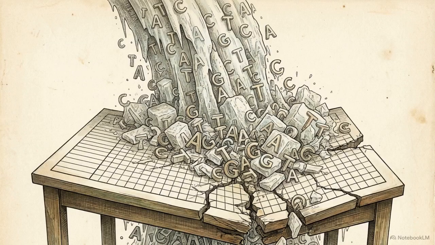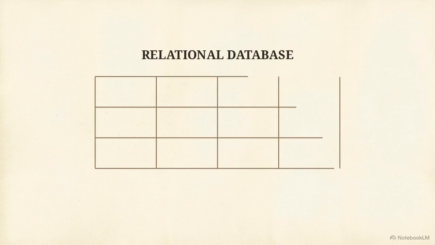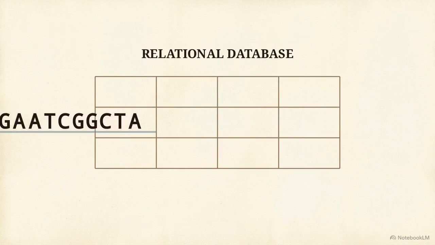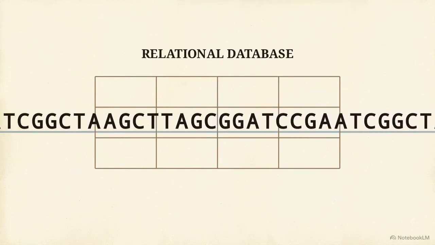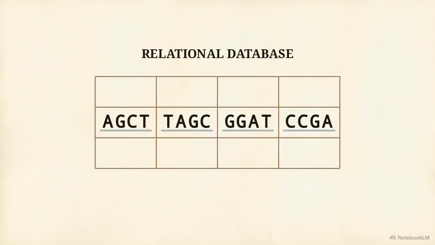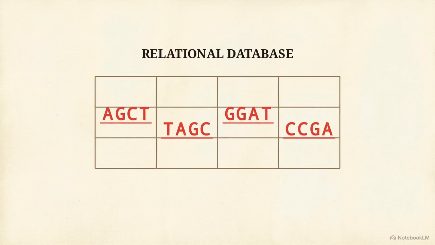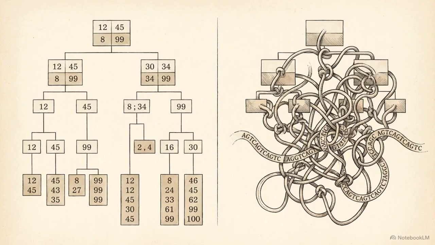Traditional relational databases aren't built for this. If you try to process a full genome using standard software, the system stalls. These systems require rigid rows and columns, but you can't chop a continuous 3 billion character sequence into a table without losing the context of the genetic code. Standard indexing tools, like B-trees, were designed to organize discrete names and numbers. They aren't equipped to navigate unstructured, continuous text.